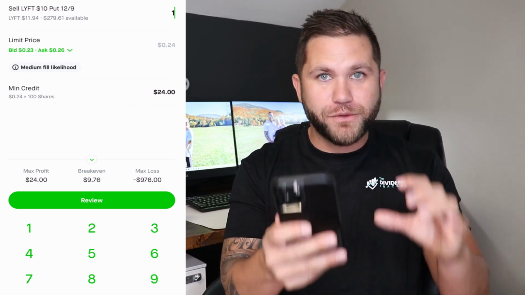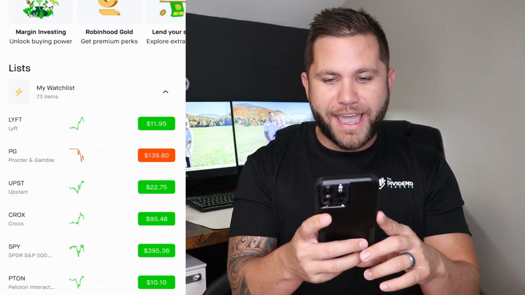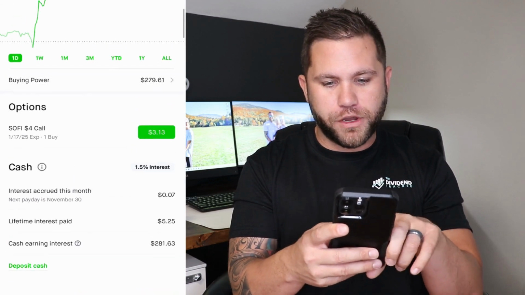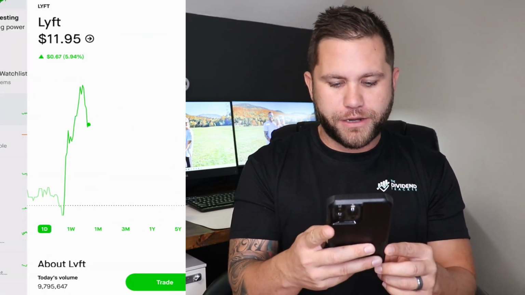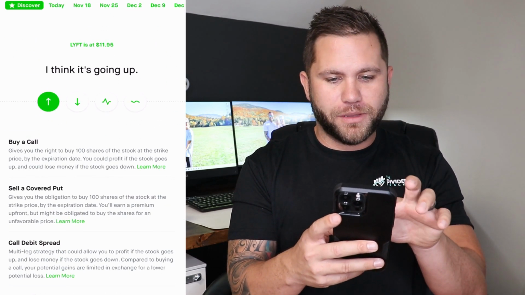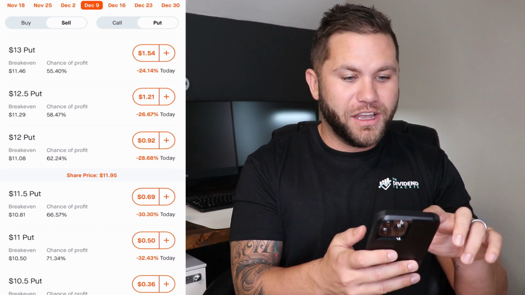And again, I have to have $1,000 in my cash account, which I do not have here in Robinhood. I only have $280. So Robinhood would not let me execute this trade right away. So that is just something to keep in mind. If you're willing to sell puts, you have to have that cash in your account.